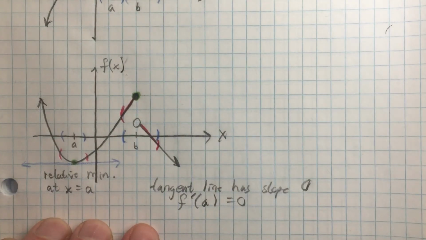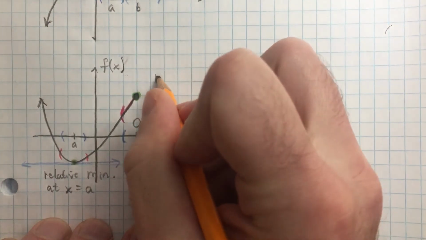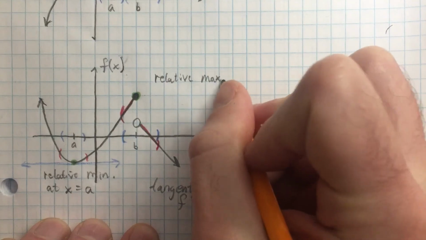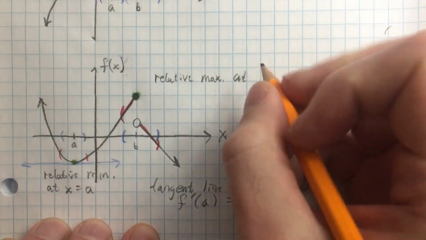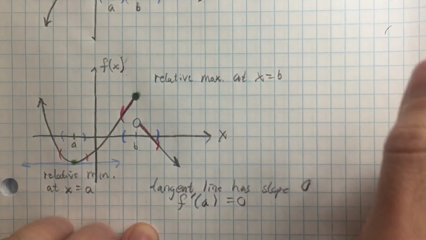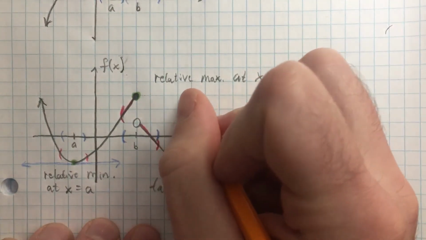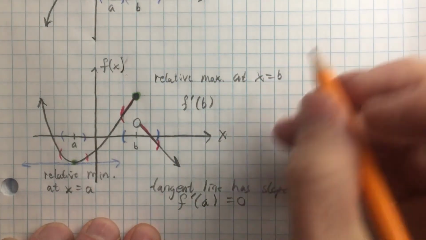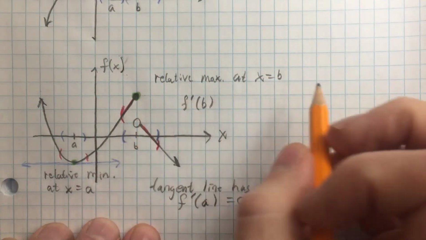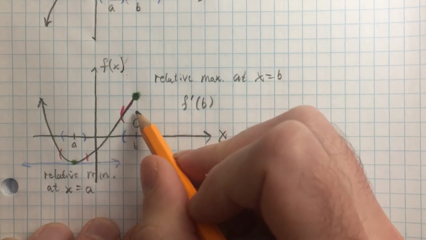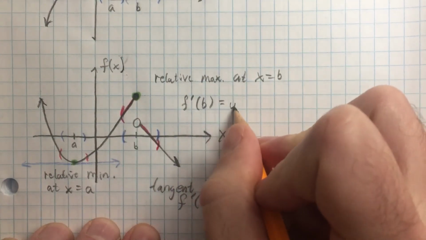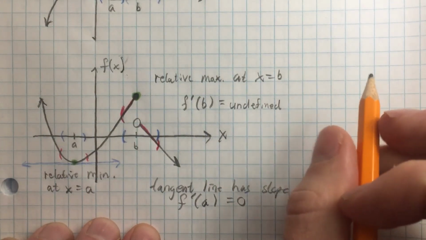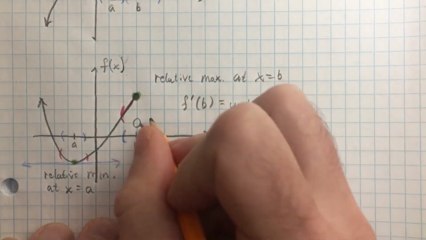Okay, so what's going on there with the derivative? So we have a relative max at x equals b in this case. What does that mean for the derivative? Well, in this case, it's a very special case, f prime of b is having a discontinuity. And if a function is discontinuous, automatically the derivative does not exist. So like the last one, which was a cusp, the derivative did not exist.